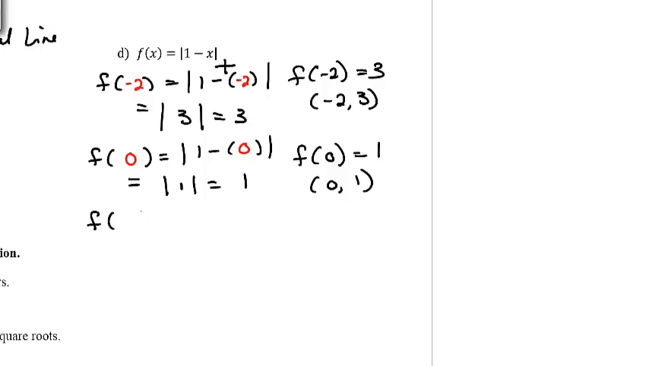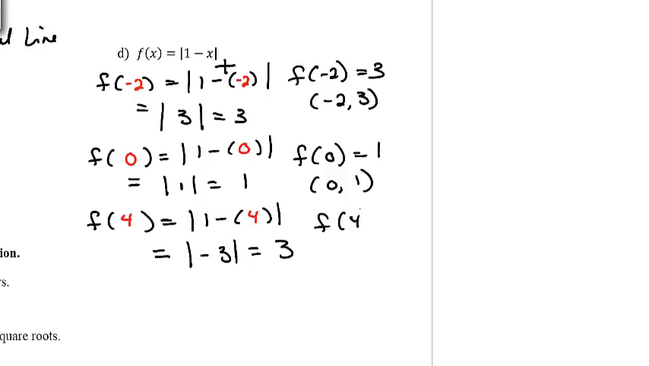And now do the same thing for 4. So we have the absolute value of 1 minus an empty parentheses, and in our empty parentheses we're going to put the number 4. And 1 minus 4 is negative 3, so we have the absolute value of negative 3, which is 3. And so that says that f of 4 equals 3, and the coordinate that goes along with that then would be the coordinate 4, 3.